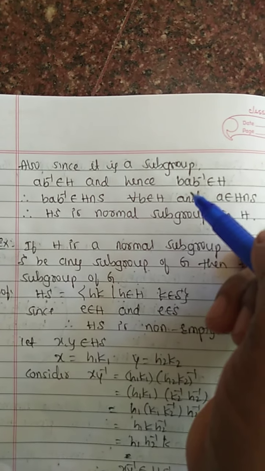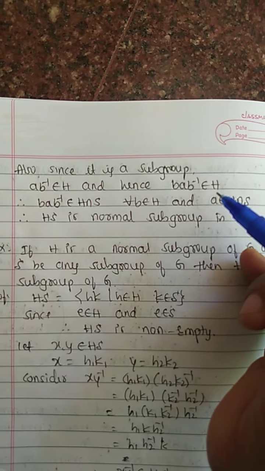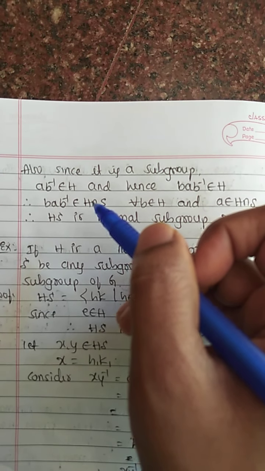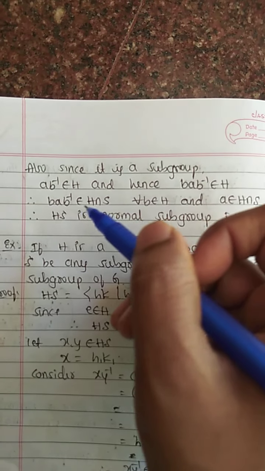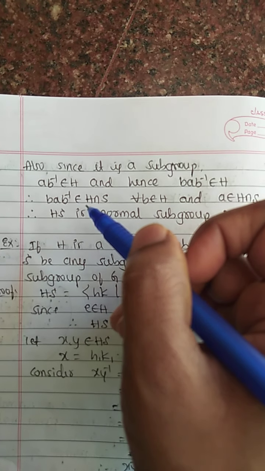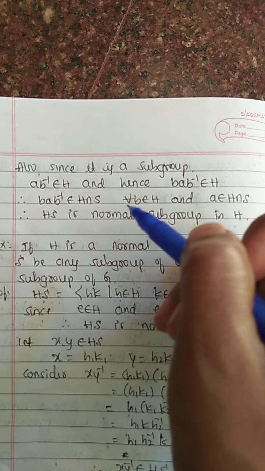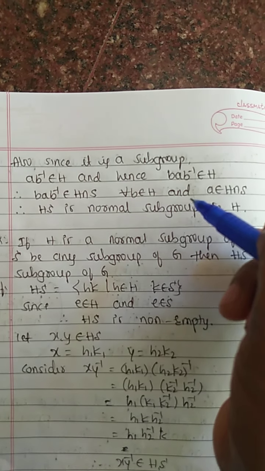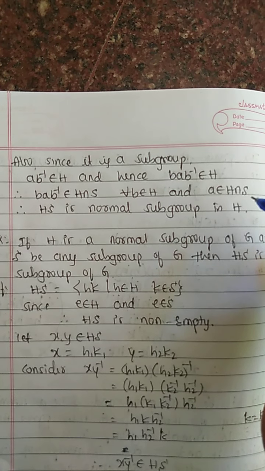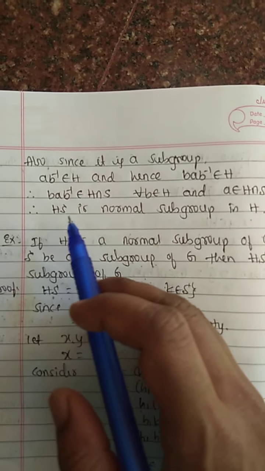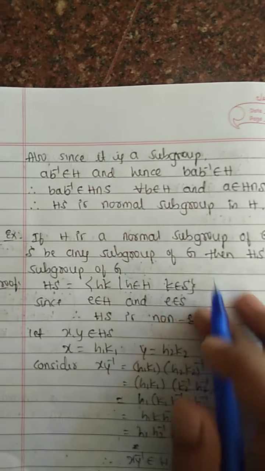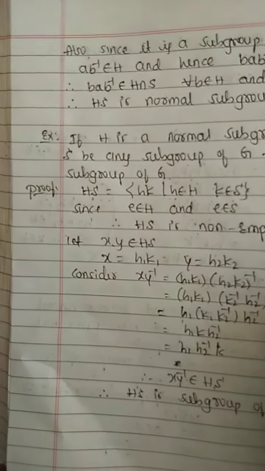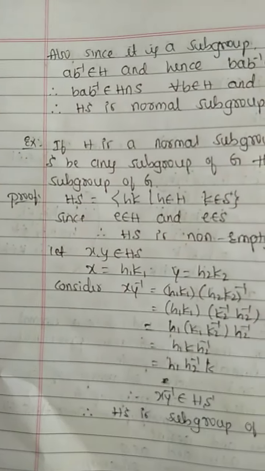And hence, b a b inverse belongs to H. b a b inverse belongs to S and b a b inverse belongs to H. So we can write b a b inverse belongs to H intersection S, for every b belongs to H and a belongs to H intersection S. Therefore, H intersection S is a normal subgroup in H. Next example.